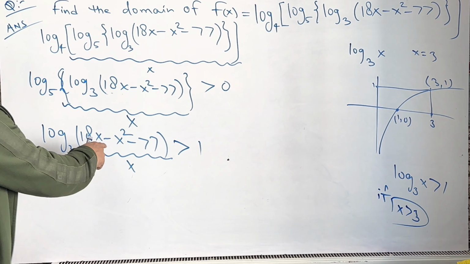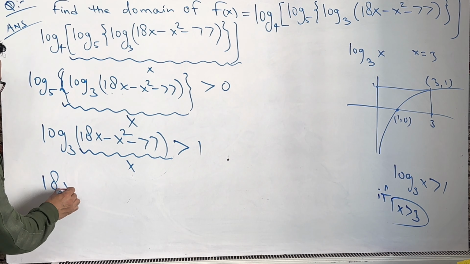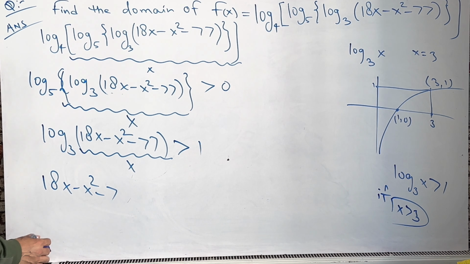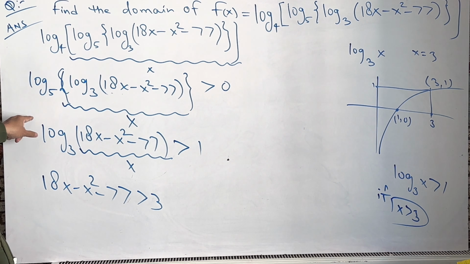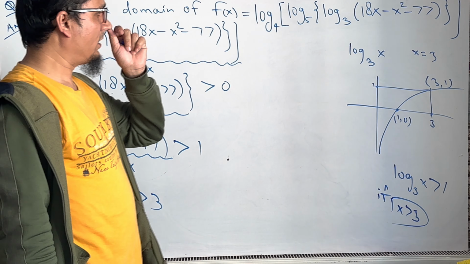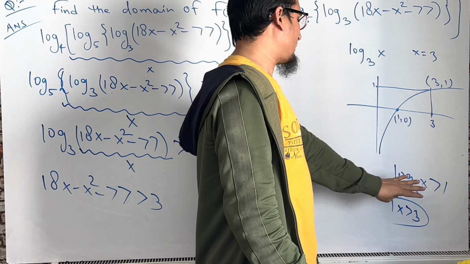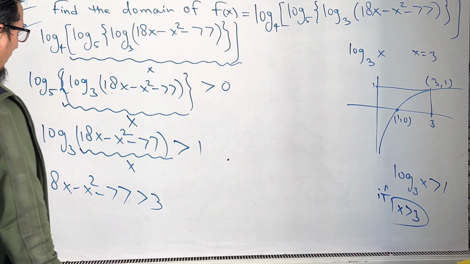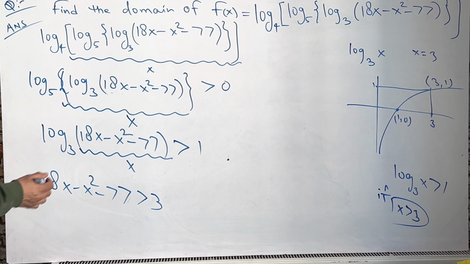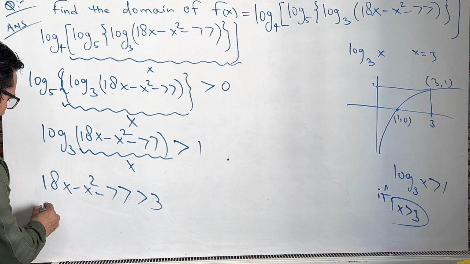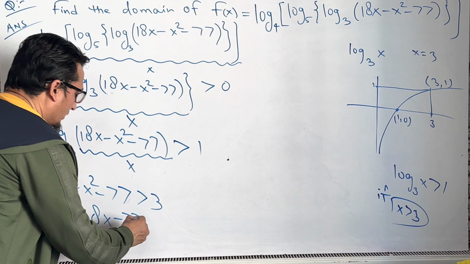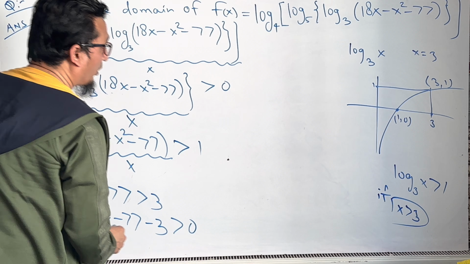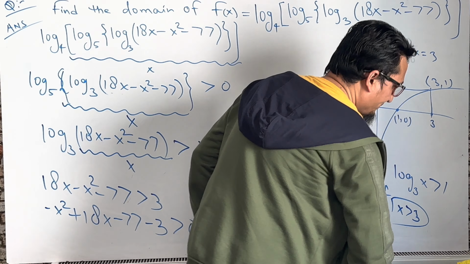So when 18x minus x square minus 77 is greater than 3, at this time the log value is greater than 1, right? So if this value is greater than 1, the argument must be greater than 3. Now we got this inequality, and we are going to solve it. So this is minus x square plus 18x minus 77, with 3 shifted here, so this is minus 3, greater than 0.